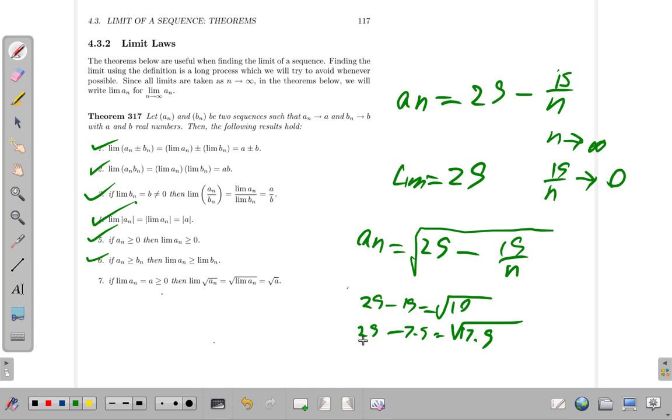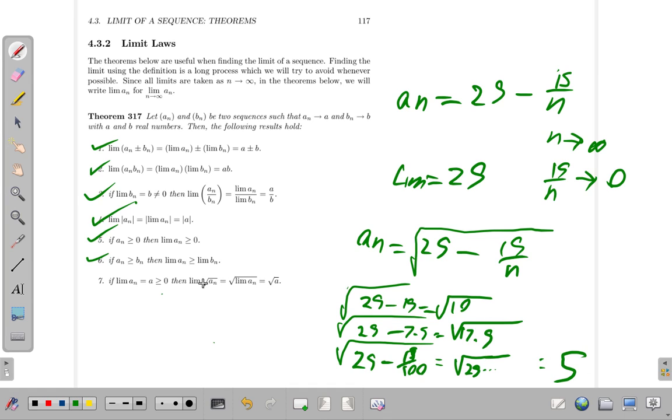Now, the 100th term would be the square root of 25 minus 15 over 100, the square root of 25 minus a small number. But the argument here is, as we go on and on with the calculation, and n tends to infinity, 15 over n tends to 0. So what we have is the square root of 25, which is 5. So that's the limit of the square root. If the limit is 25, the square root of 25 is 5.